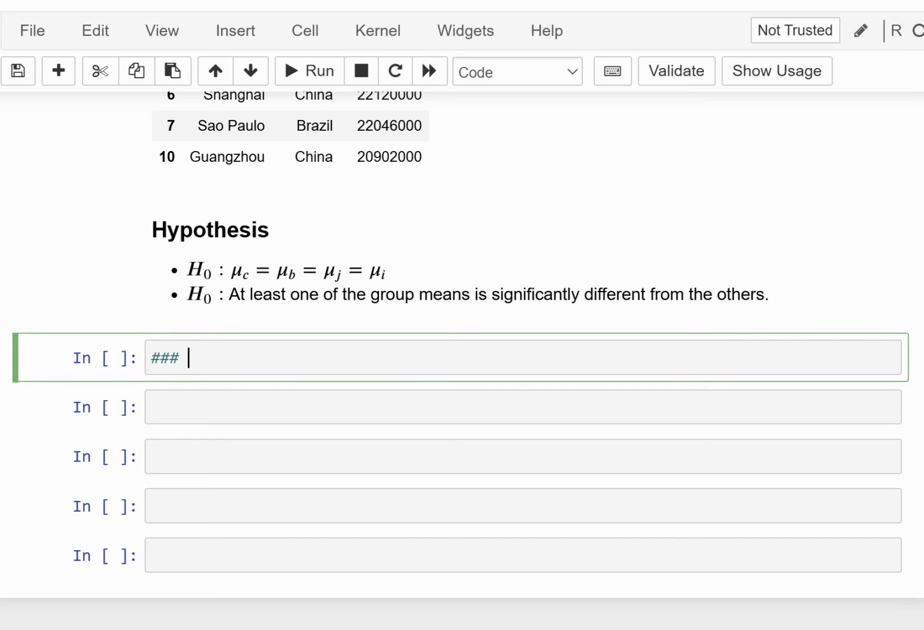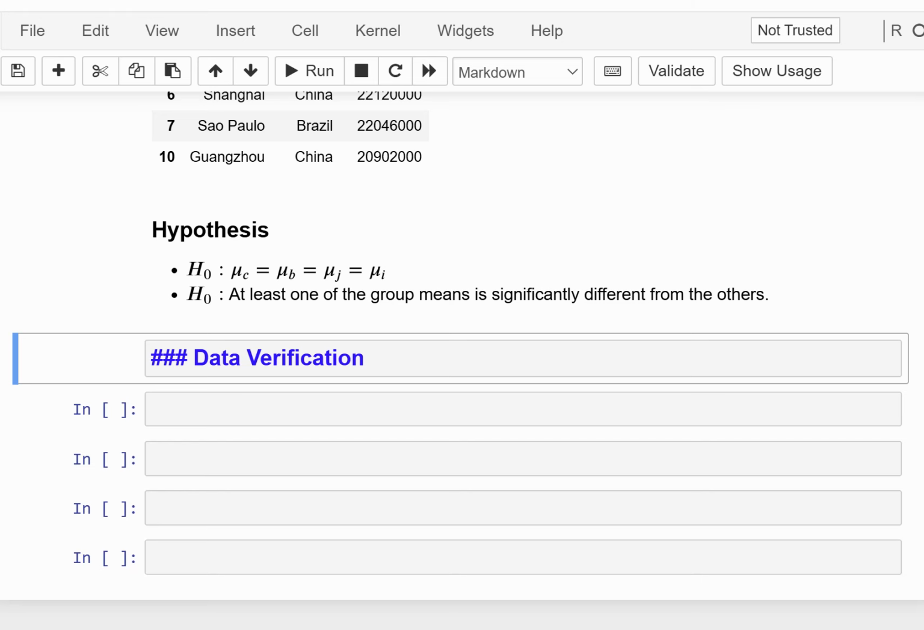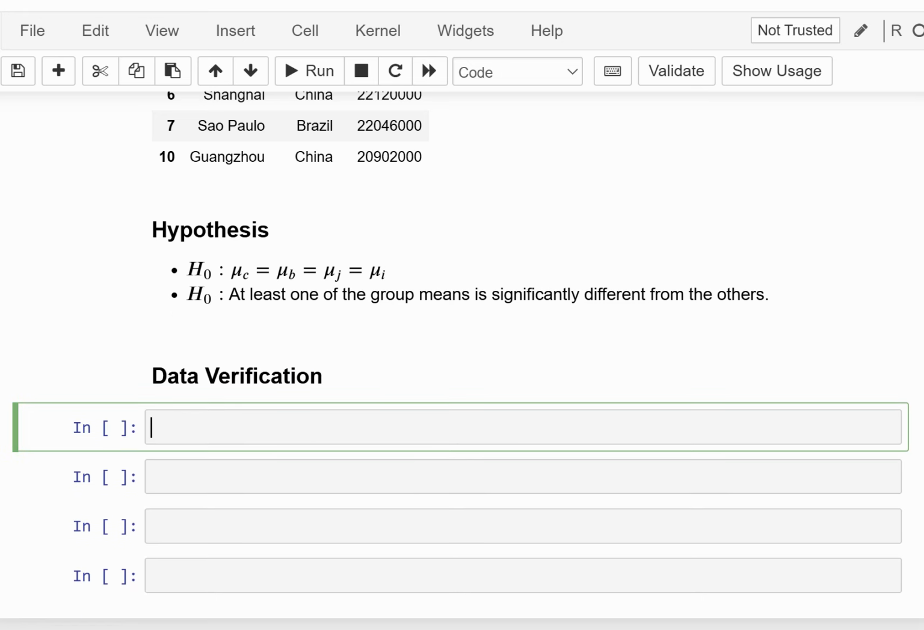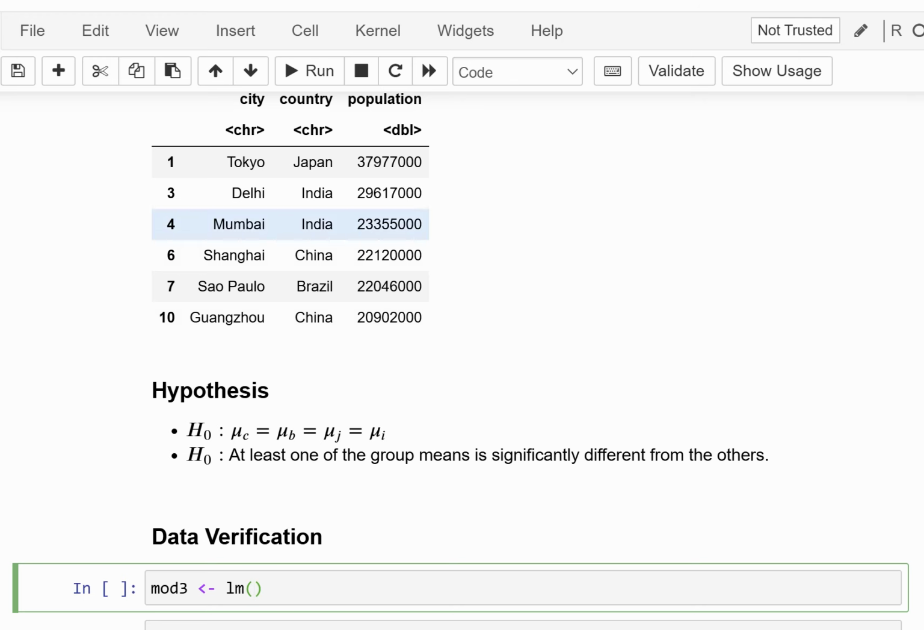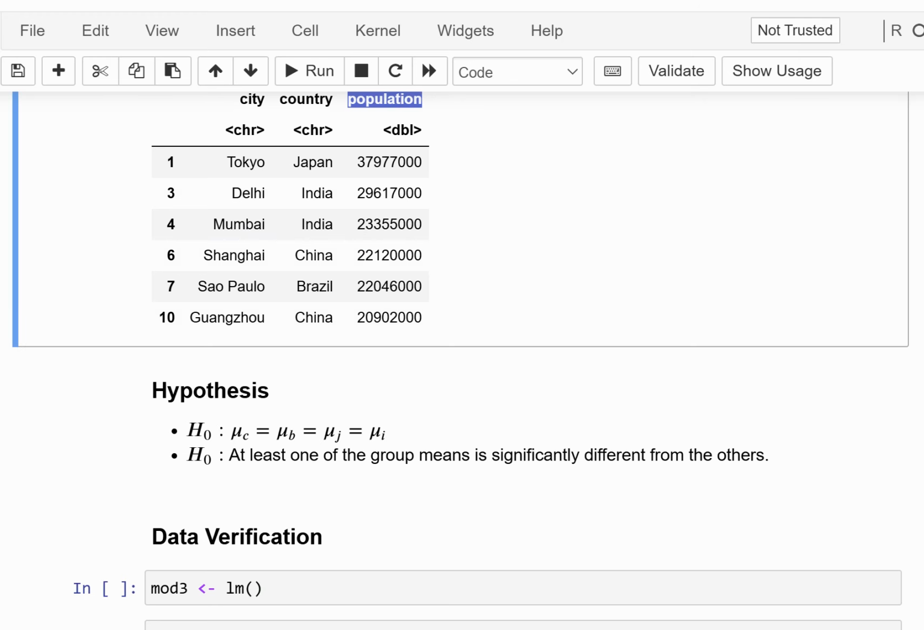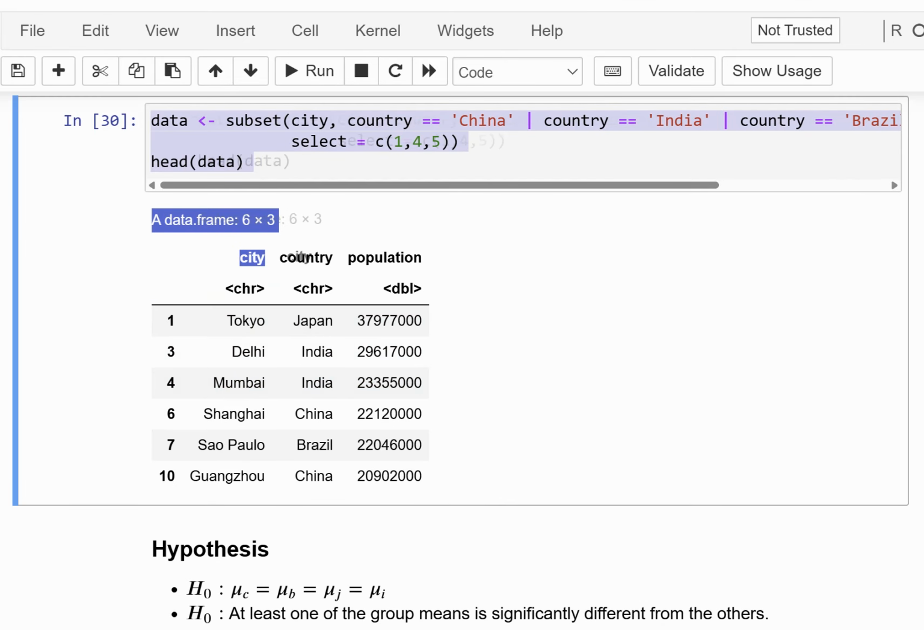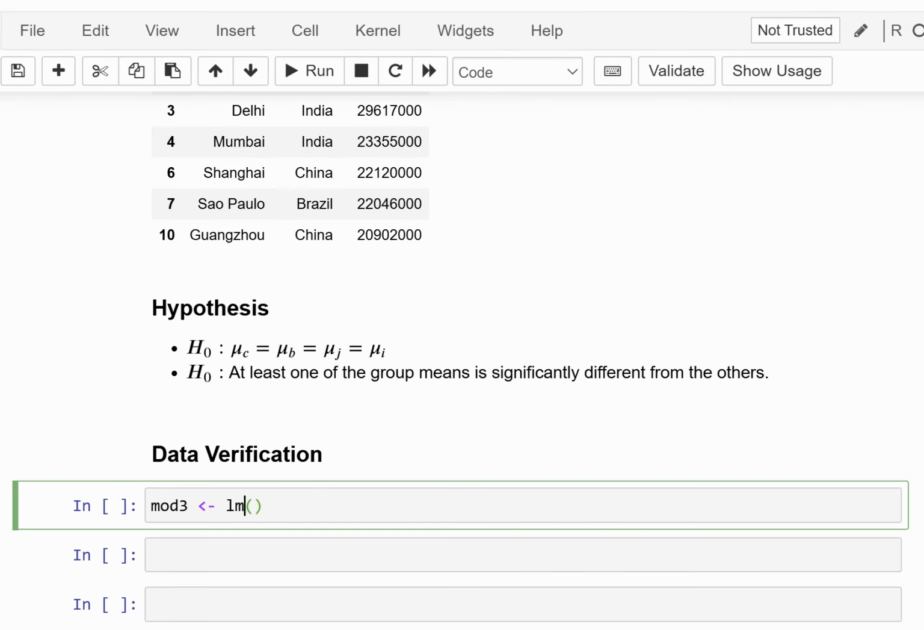And data verification. What are we doing here? We're going to do our model. I've done this before, I just don't like using the same variable names. That's why I'm using mod 3. A linear model of what? Well, in the data frame, what are the variables I have? I have population, and I want to sort out by country, not city, but country. So my numeric variable is going to be population tilde country, and the data equals city.